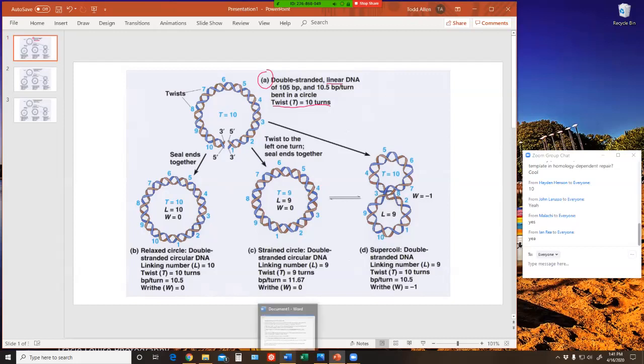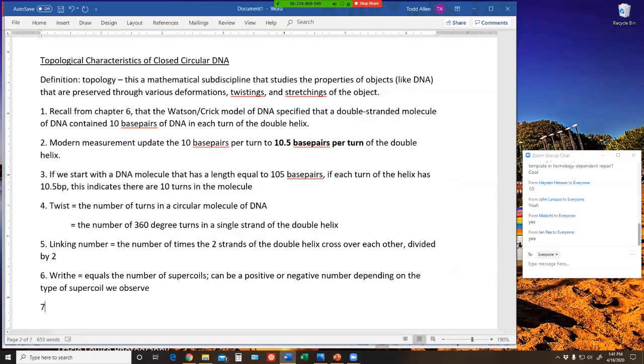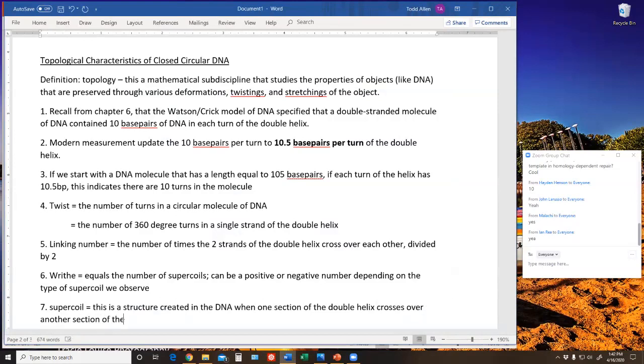Okay, let's define that. Number 7, a supercoil. This is a structure created in the DNA when one section of the double helix crosses over another section of the double helix within the same DNA molecule. Okay. All right. Any questions right now?